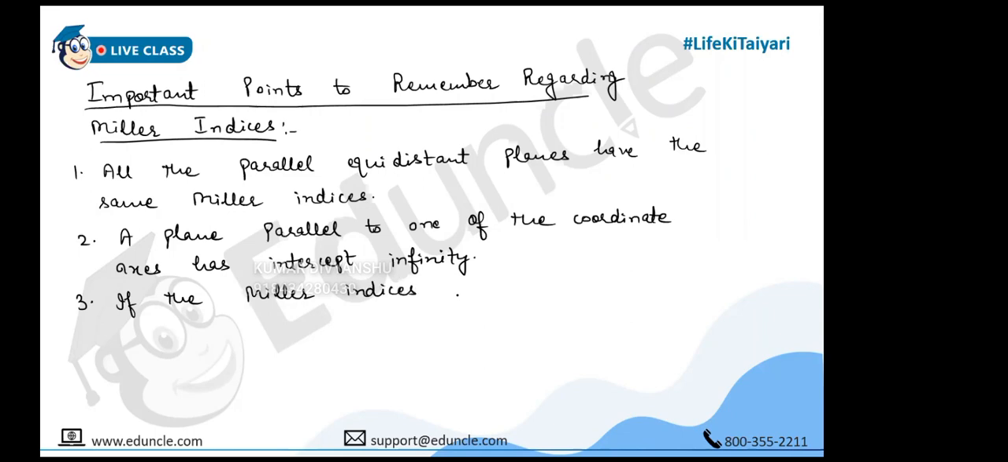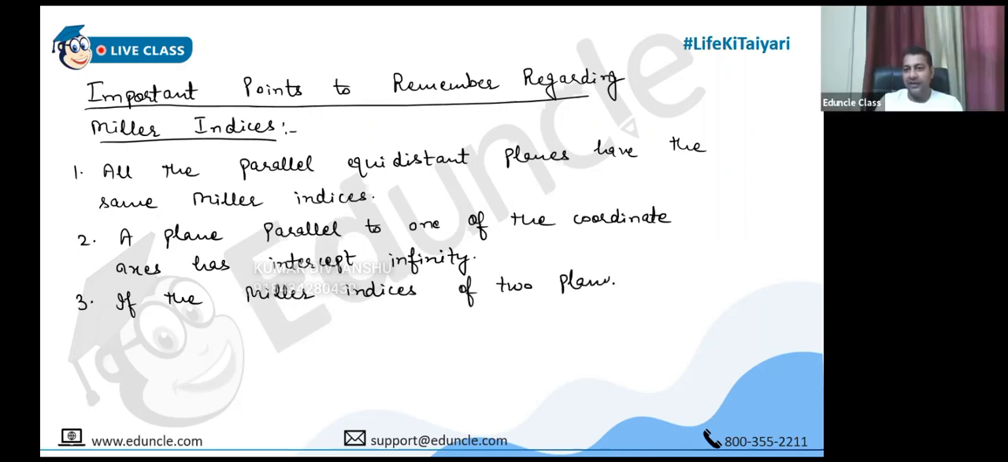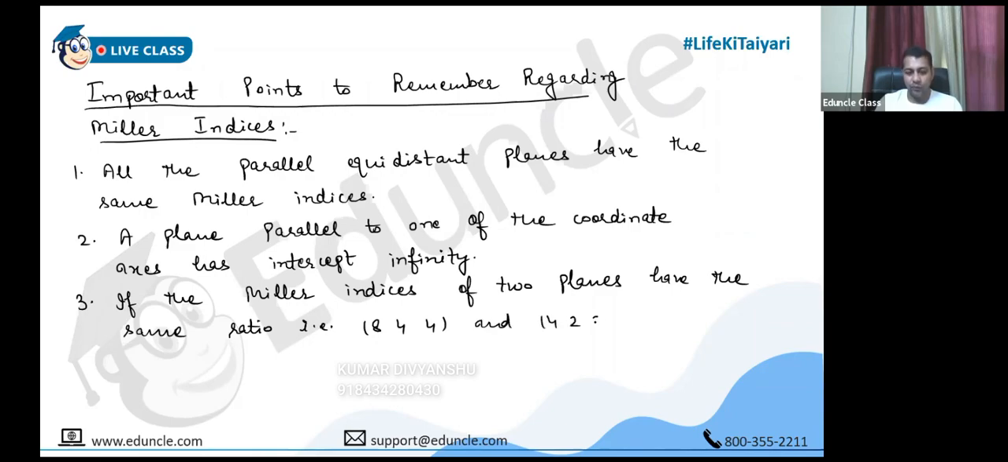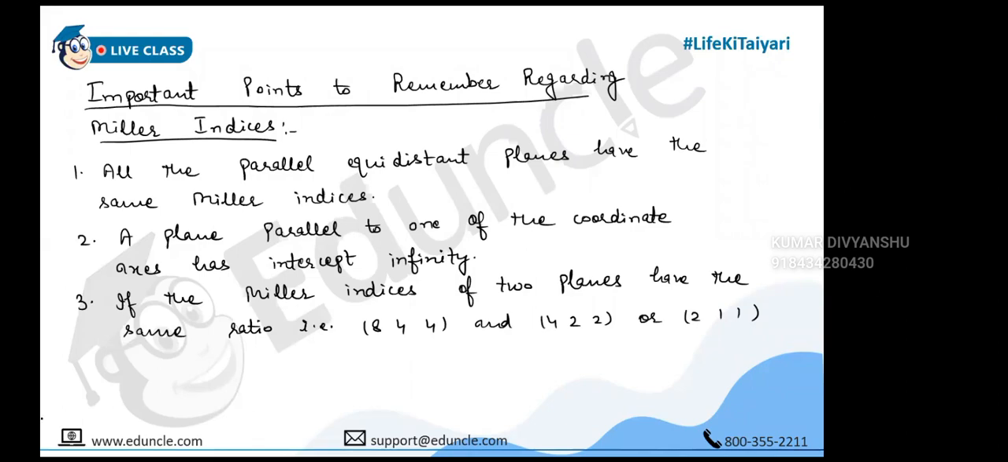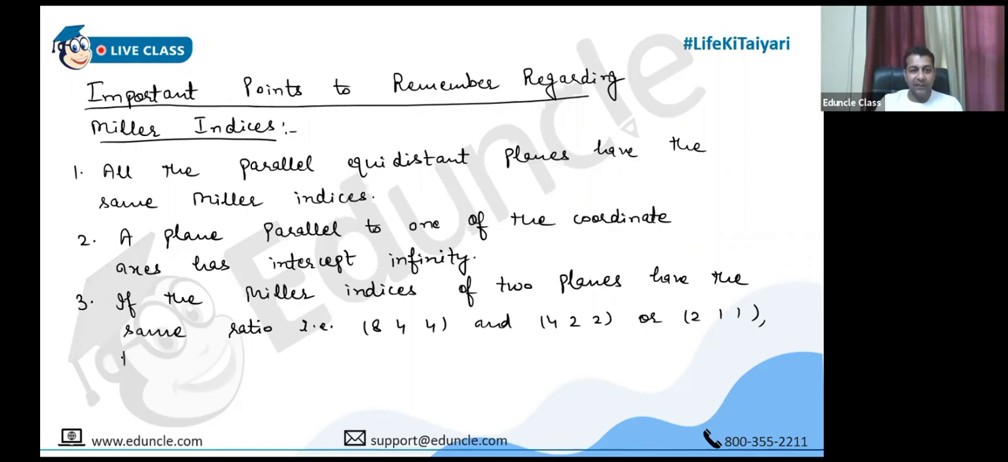Now if there are two planes whose Miller indices are in the same ratio, for example, one set of planes has Miller indices 844, and the other has 422, or for example 211. These three sets are in the same ratio. The second one is half of the first one and the third one is one fourth. It means all these planes are parallel to each other.